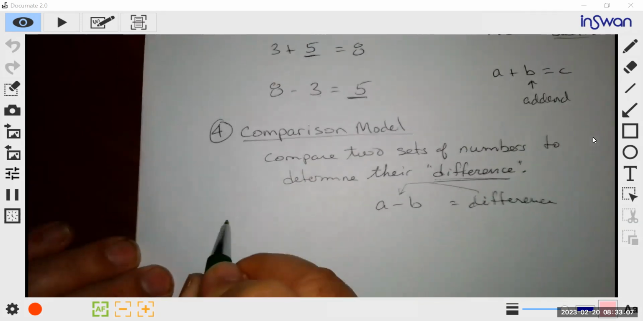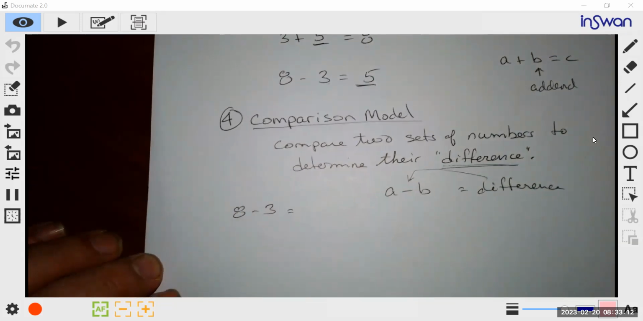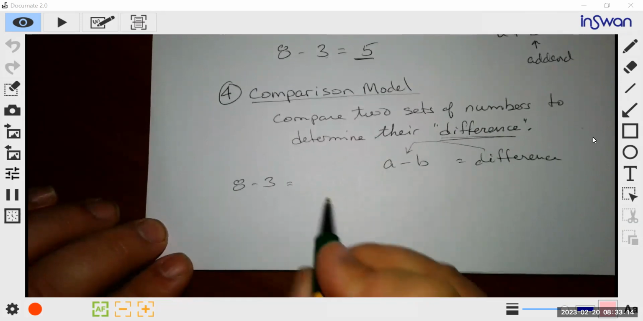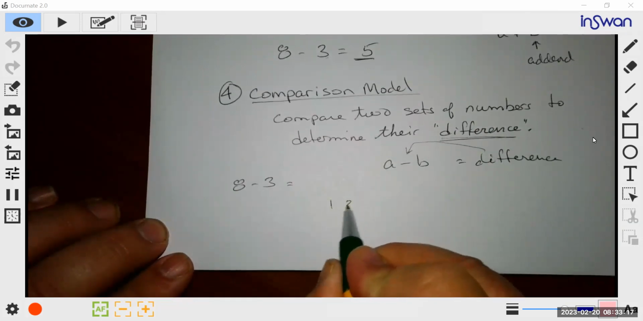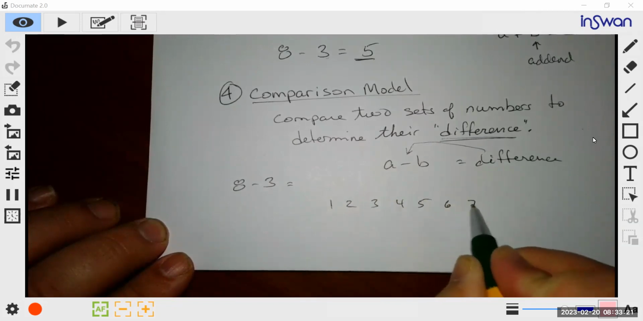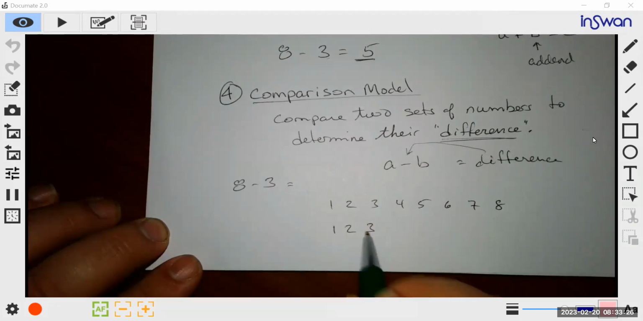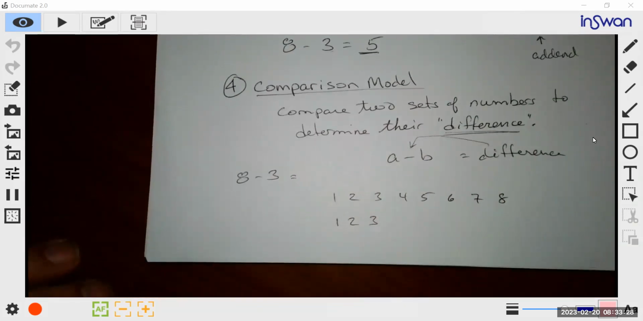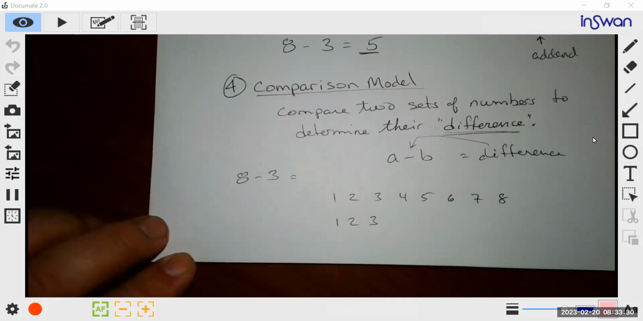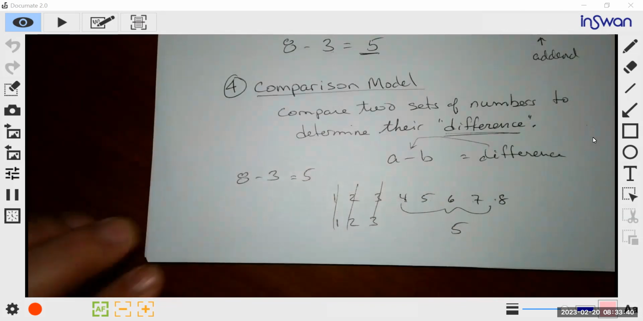So our equation 8 minus 3, using the comparison model, we list both sets of numbers. And we see how they're different. They both have 1, 2, 3. This is where they're different. How many numbers are there? 1, 2, 3, 4, 5. So 8 minus 3, the difference is 5.